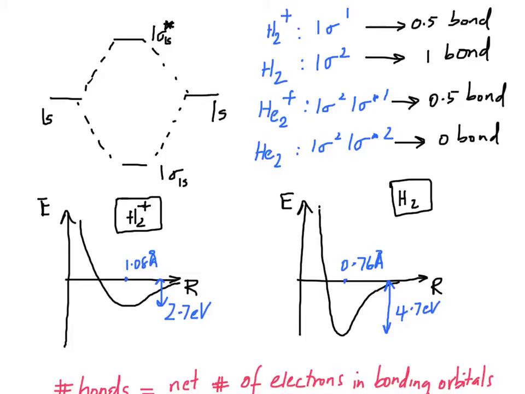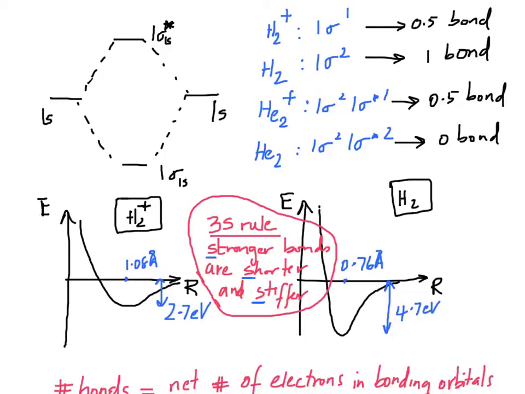In addition to the definition of the bond, we also would like to remember the 3S rule, which, as I described a little while ago, indicates that shorter bonds are stronger and stiffer. And so the 3S rule indicates that the more net bonding electrons you have, the stronger that system will be, and it will display shorter bonds and stiffer bonds.